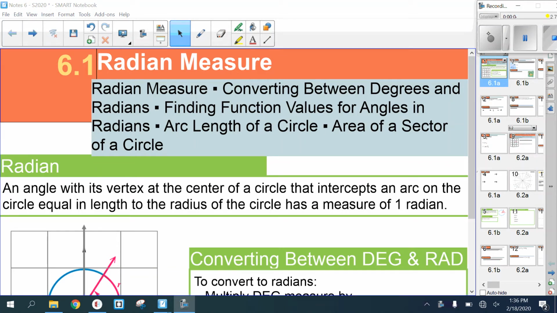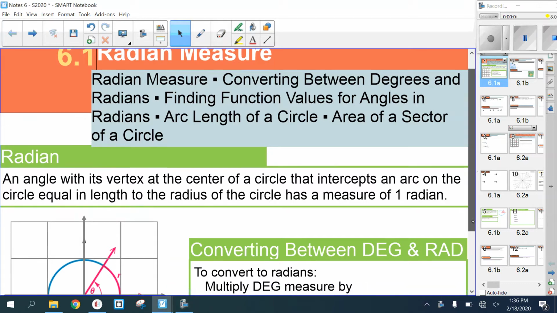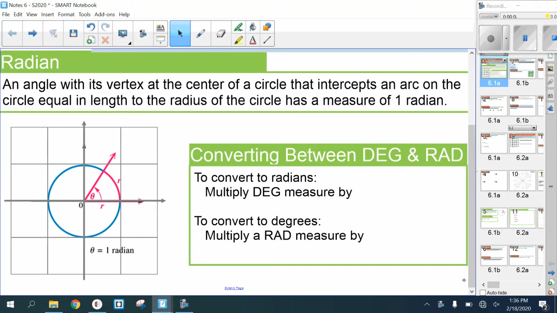6.1 radian measure. A radian is an angle with its vertex at the center of a circle that intercepts an arc on the circle equal in length to the radius of the circle, and it has a measure of 1 radian. I know that sounds kind of complicated, but what they're talking about is the radius of this circle here. They're saying that if you mark off that same distance here, then you look at the angle that intercepts that arc, that's going to be an angle of 1 radian.